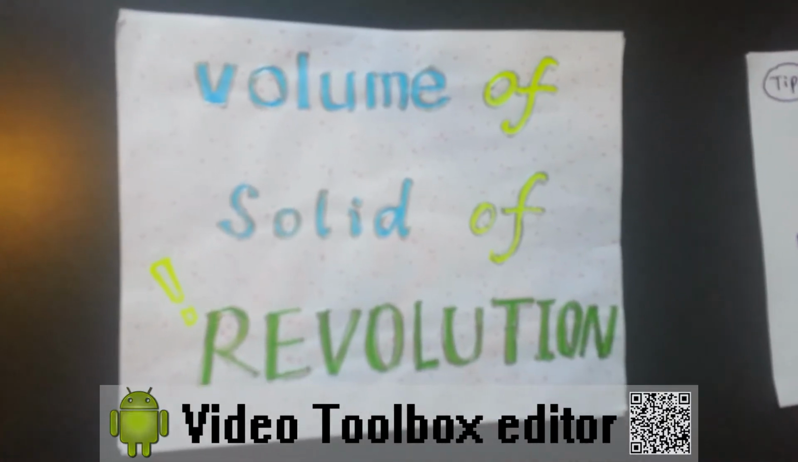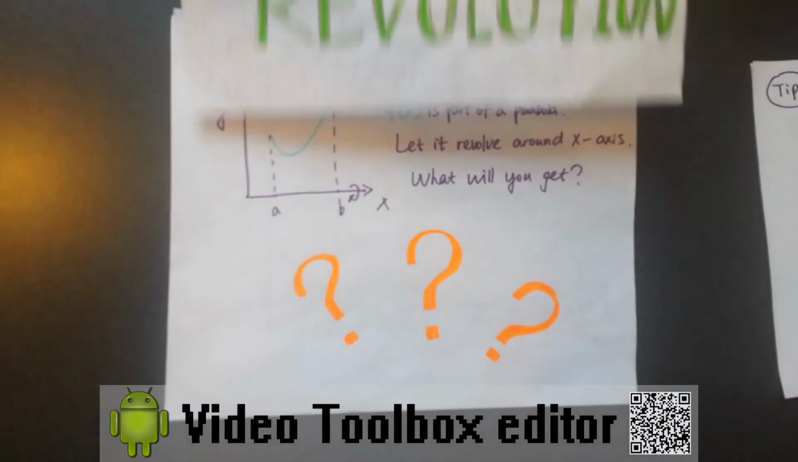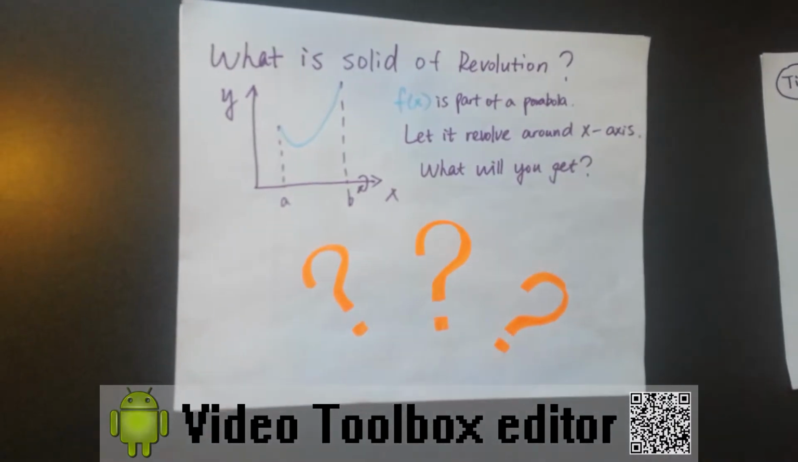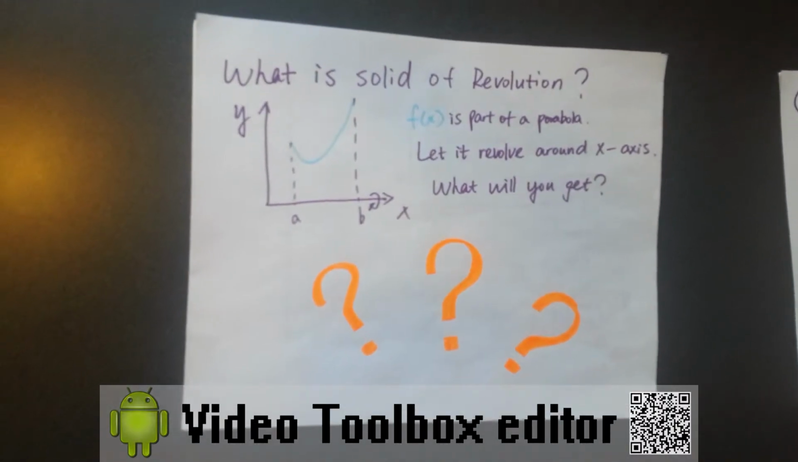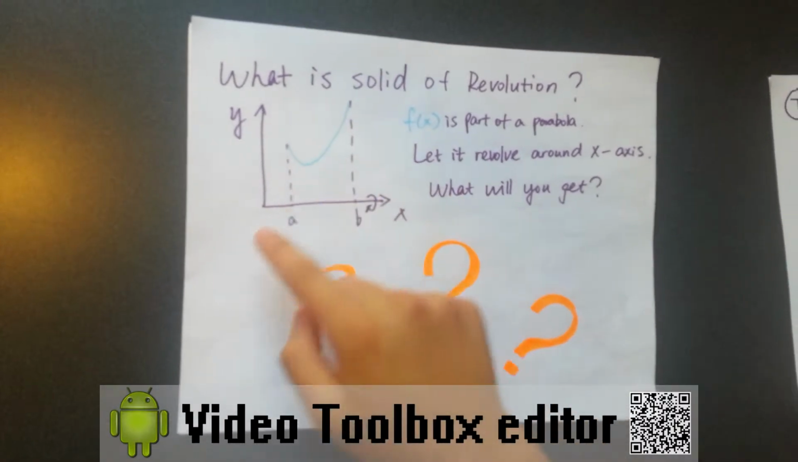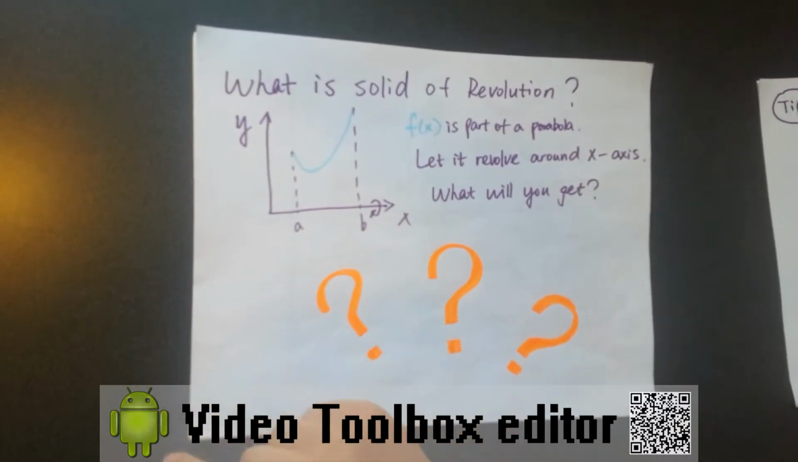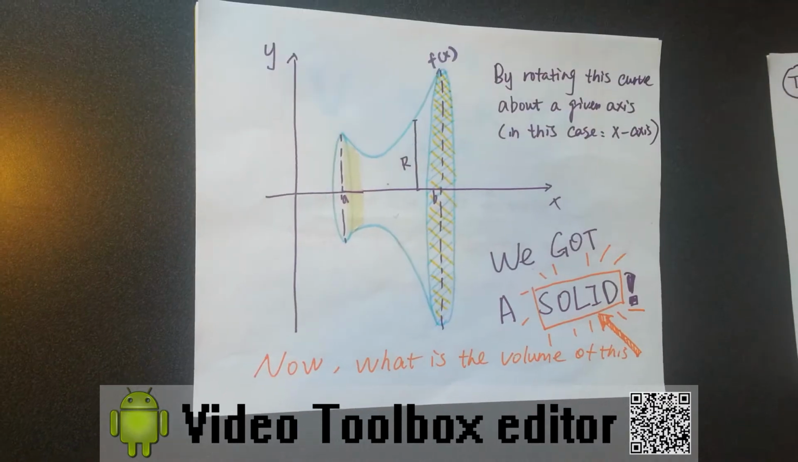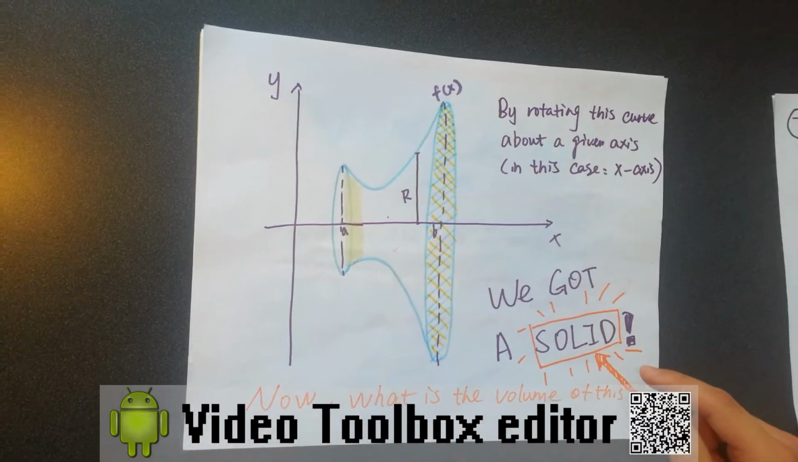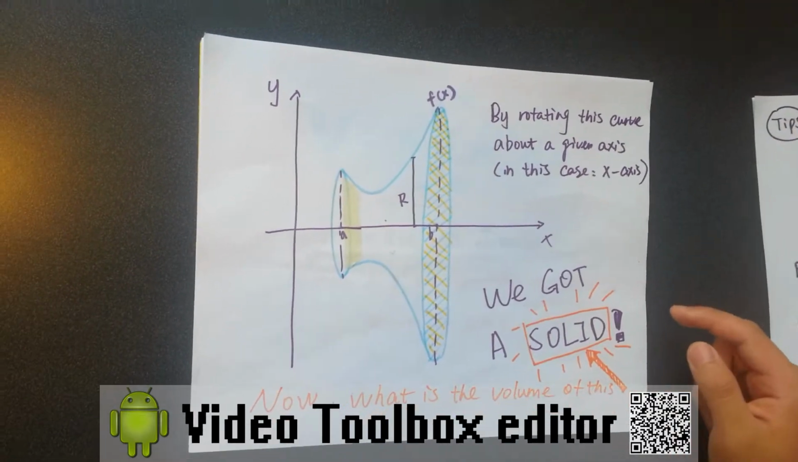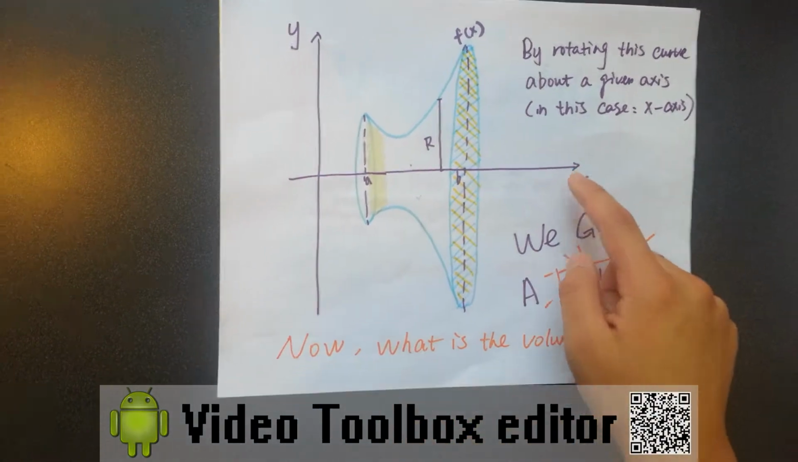Volume of a solid of revolution. So what is a solid of revolution? f of x is part of a parabola. Let it revolve around the x-axis. And what will you get? You get a solid, by rotating this curve about a given axis, in this case the x-axis.